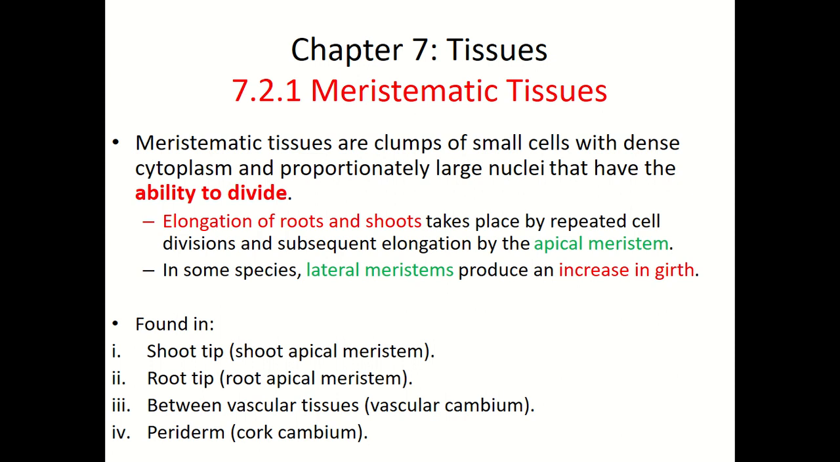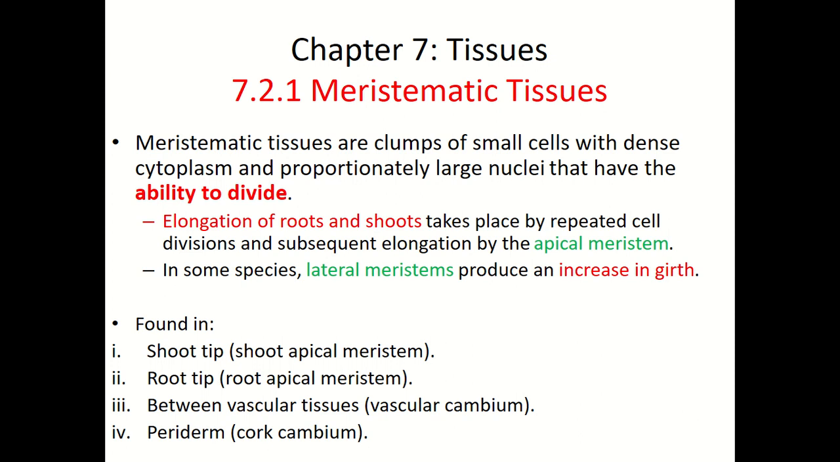Meristematic tissues are clumps of small cells with a very dense cytoplasm, and they have proportionally large nuclei that have the ability to divide. Meaning to say, meristematic tissue is a very active tissue in which the cells keep dividing. So it includes the elongation of the shoots and also the roots, and it takes place by repeated cell division and subsequent elongation by the apical meristem. So remember, the apical meristem is responsible for the elongation.